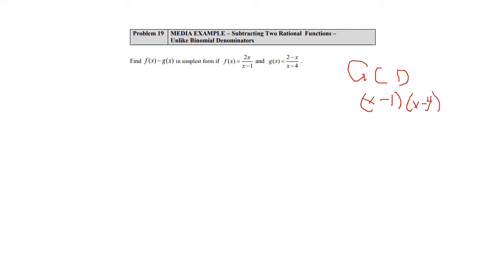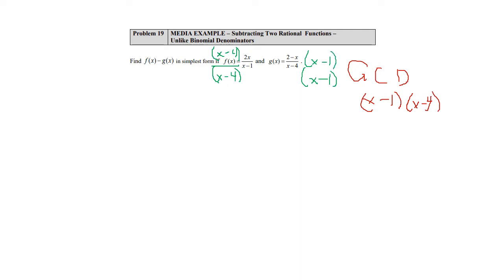I can do this relatively easily by multiplying the left-hand function by x minus 4 over x minus 4 and the right-hand function by x minus 1 over x minus 1. So let's do that. I'm going to multiply this one over here by x minus 4 in the denominator. Of course, anytime I do that to a fraction, I also need to multiply the top by x minus 4. And then the same thing on the right-hand side: I'm going to multiply this by x minus 1, and then the same thing on the top.